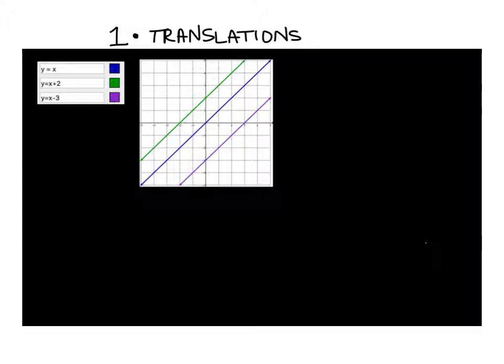Okay, so the first transformation we're going to talk about are translations. What you see here is an example of translations. Remember, this blue is your parent function, and you can see it here on the graph. I want you to just pause the video and look at what is the green equation doing. How is it changing what the graph looks like? All right, I'm going to ask you to consider the same thing for the purple equation. What is happening in the equation that's changing the graph? So pause and see if you can figure that out for a minute.